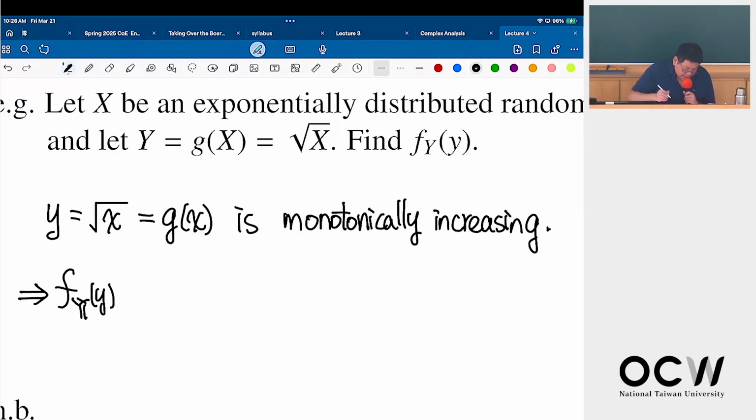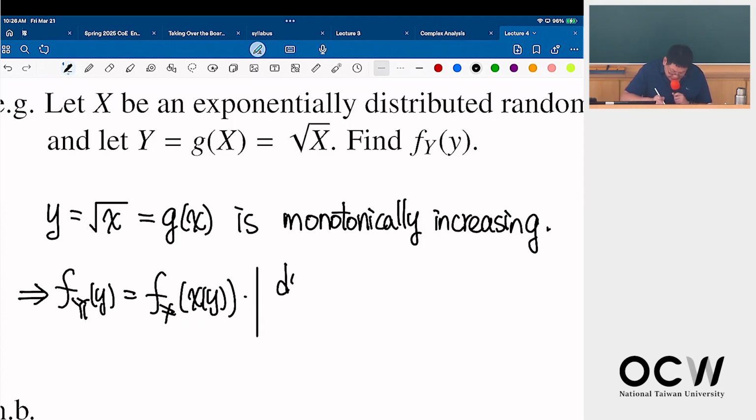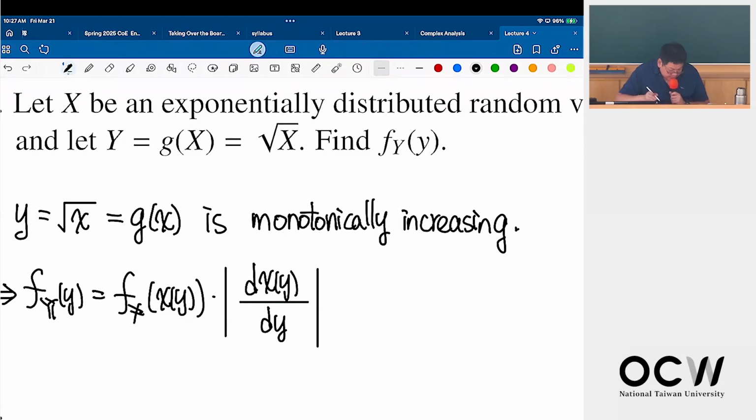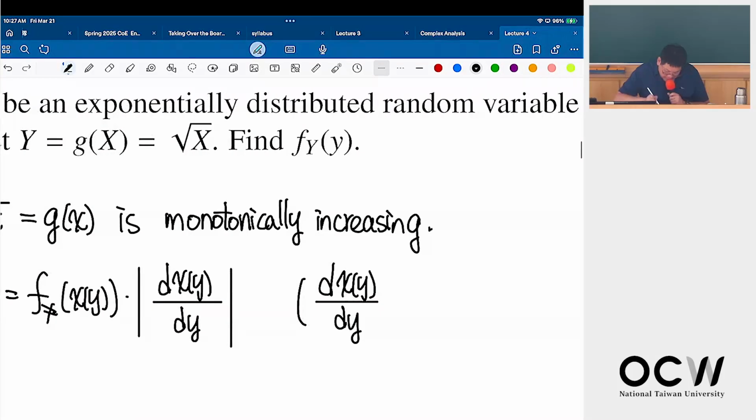The PDF of y, that is the PDF of x of y times the absolute value of d of x(y) over dy, and then in this case d of x(y) over dy is d y squared over dy, that is 2y.